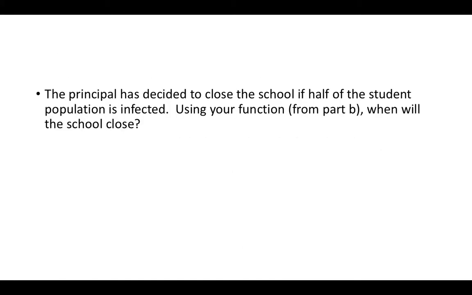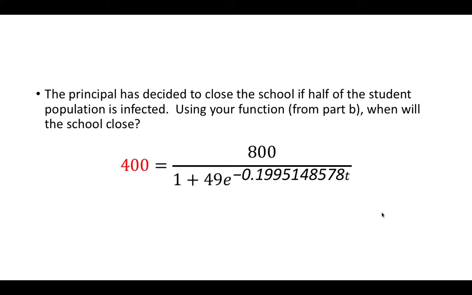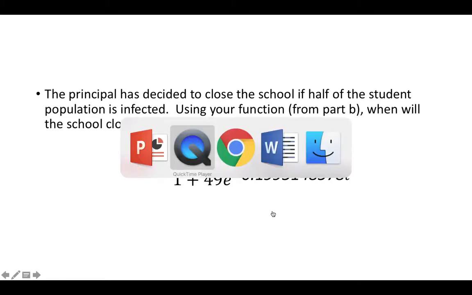Now, moving on, the principal has decided to close the school if half of the student population is affected. Using our function, when will the school close? Well, this is our function. Half of the population of the students is 400, and we're going to solve for t. Now, rather than going through all of the messy algebra again, I give you the graphical solution.